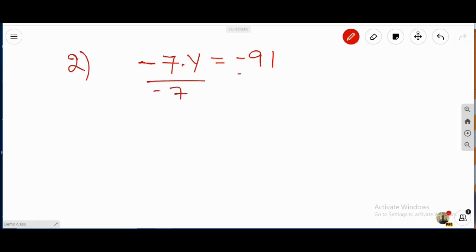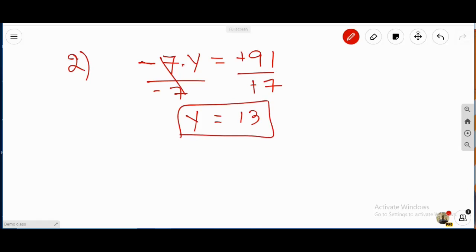So to undo the negative 7, which is a multiplication, we have to divide by negative 7 on both sides. So we get y is equal to 13 because negative divided by negative is positive and 91 divided by 7 is 13. So you get y equals 13.